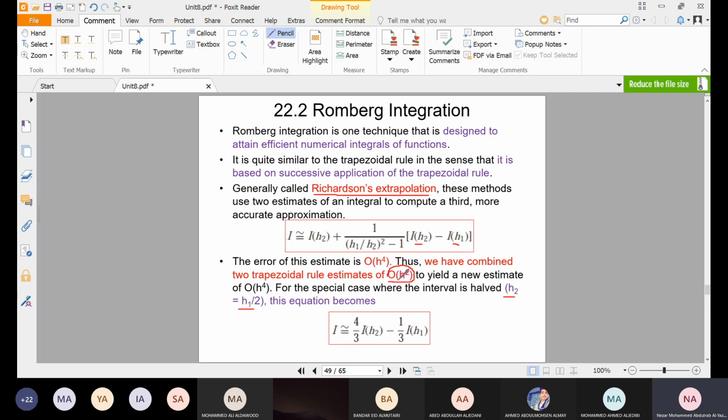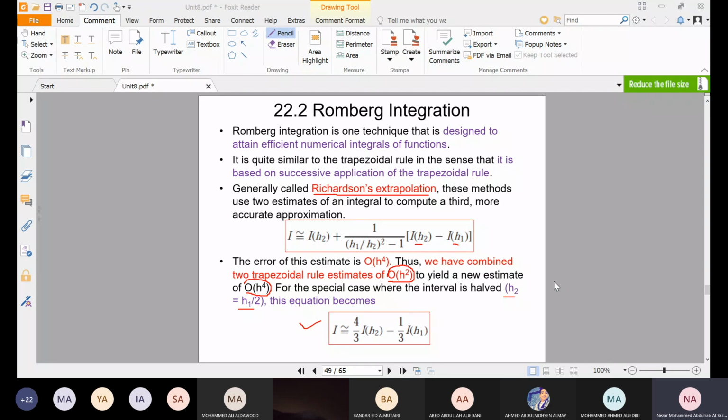After that, we use these two estimations of the integration of order 2 to produce a new estimate of order 4. This new estimate we call Romberg integration. For the special case, as we said, if h2 equals half of h1, we finalize with this form: the integration is approximately equal to 4/3 I at h2 minus 1/3 multiplied by I at h1.